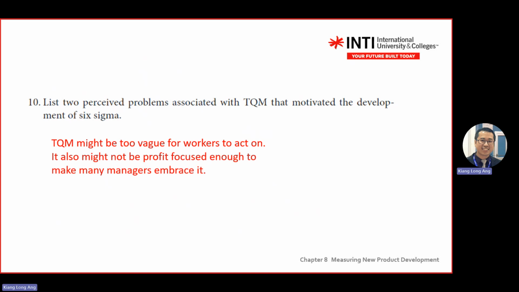Okay, list two perceived problems associated with TQM. TQM is total quality management that motivated the development of Six Sigma. TQM might be too vague for workers to act on. It also might not be profit focused enough for any manager to embrace it. So with TQM, they might overlook the profit side.